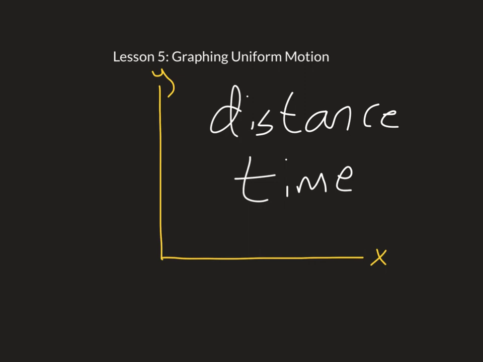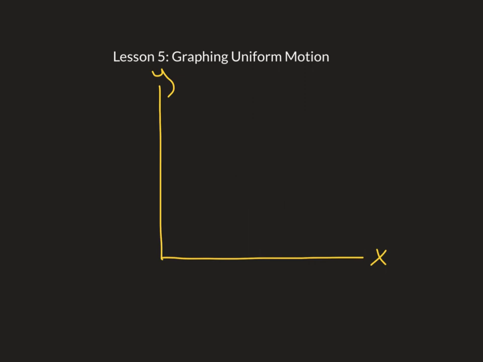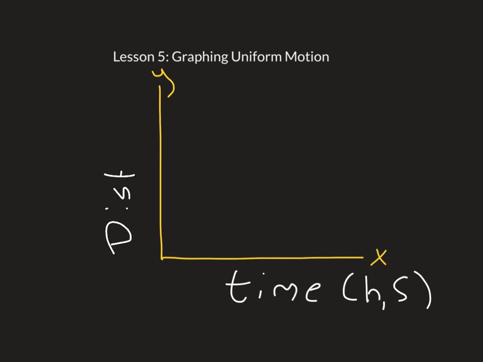So what that tells us is that our independent variable, our x variable, is going to be time. And we could measure that in hours or seconds. Okay. And then our responding variable is going to be distance, which I can measure in meters or kilometers. It doesn't really matter. Okay, it depends on what the scenario is that we're given.